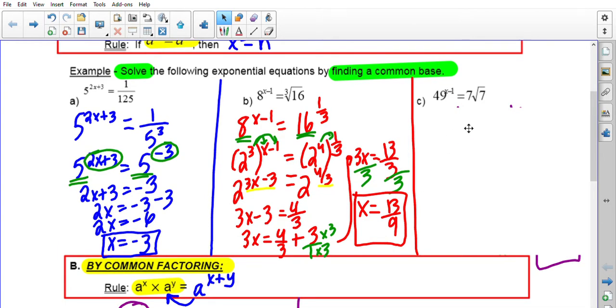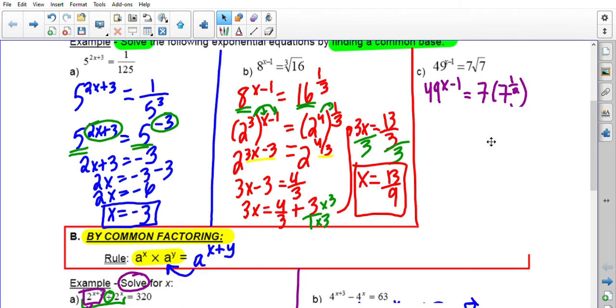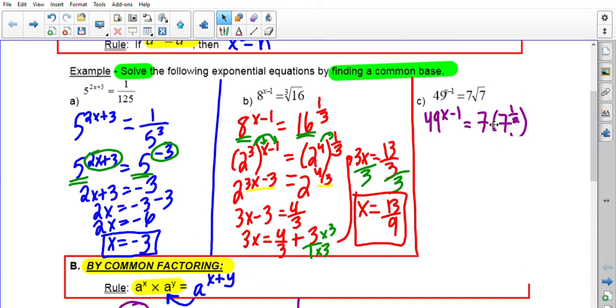All right, 49 to the x minus 1 equals 7 times root 7. So again, I would immediately rewrite root 7 as 7 to the 1/2. So what we can see here is that we can write 49 as 7 squared, and then all to the x minus 1.